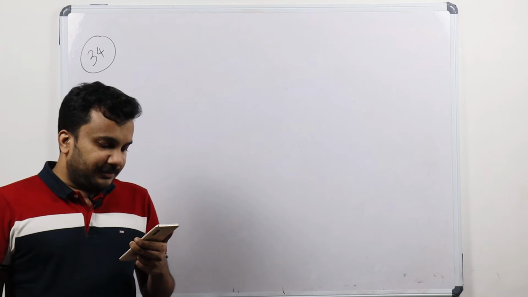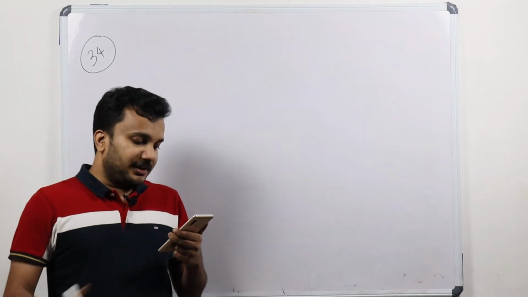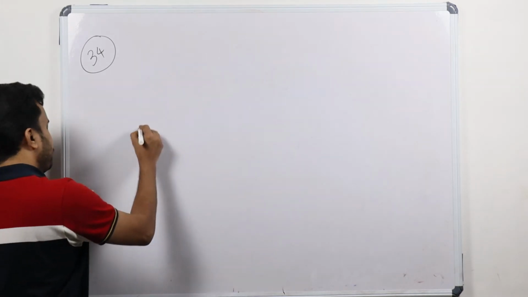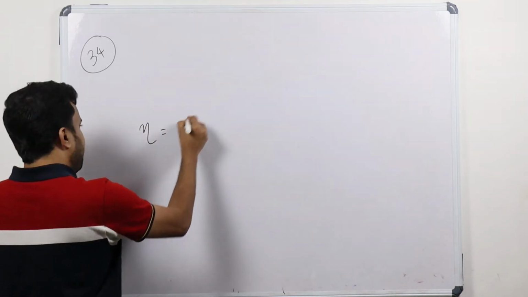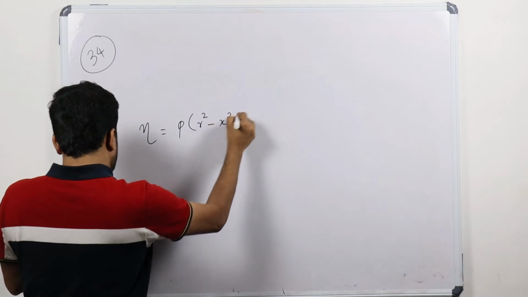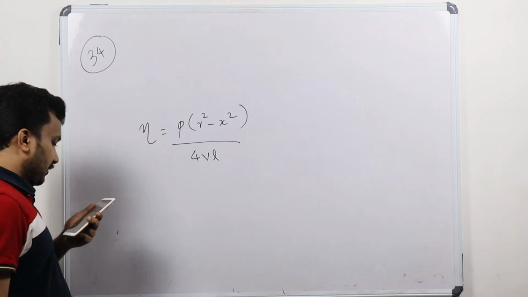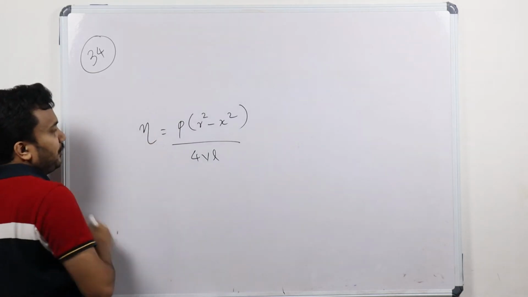For a tube of length L and radius R, the pressure difference between the ends of the tube is P, and V is the velocity. The viscosity equation is given: eta is equal to P into (R square minus X square) divided by 4VL. We need to find the dimension formula of this viscosity.